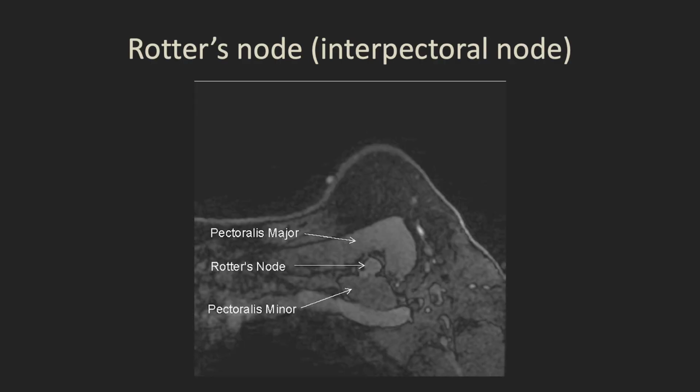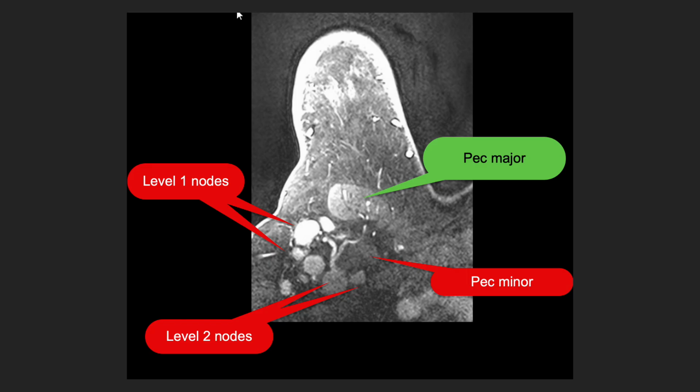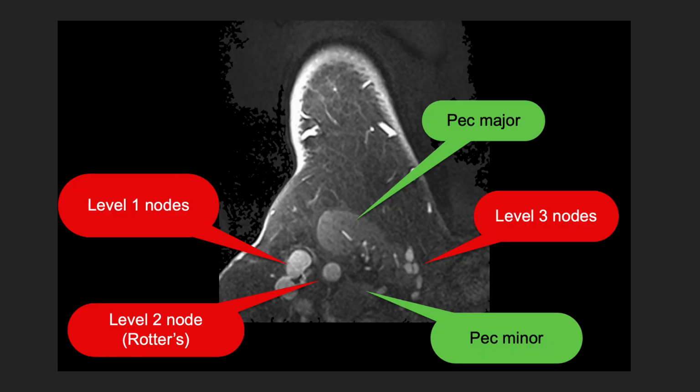Here's an example of an abnormally enlarged Rotter's node, or an interpectoral node, sitting here between pec major and pec minor. And this is a level 2 node. This patient also has multiple level 1 and level 2 nodes. You can see here coming behind pec minor. While this patient has multiple abnormal level 1, level 2, Rotter's, and level 3 nodes seen here, which are medial to pec minor. And those are not surgically accessible.